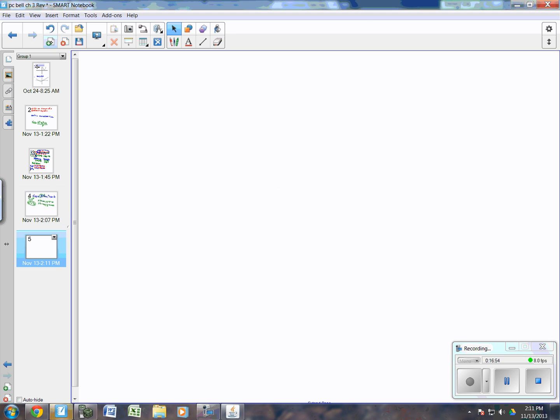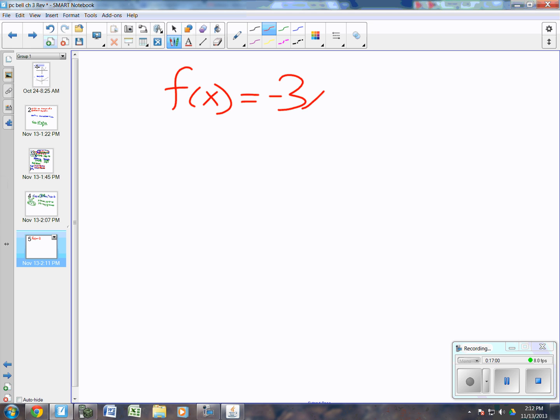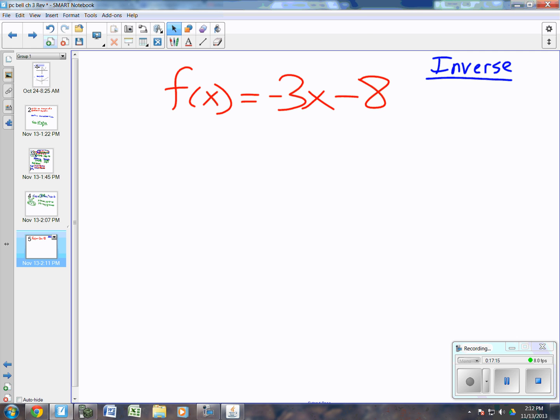Okay, next problem. You guys? Find the inverse. Okay, looks like 3 out of 5 tables had it right. A couple of you guys had it wrong.